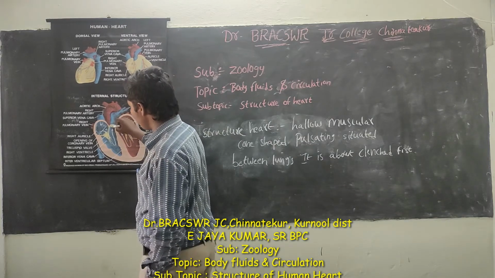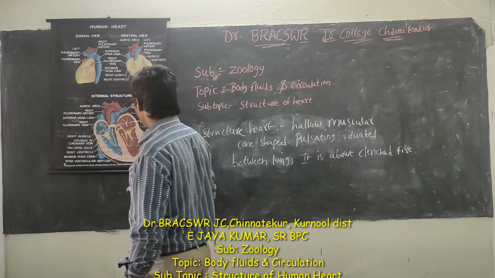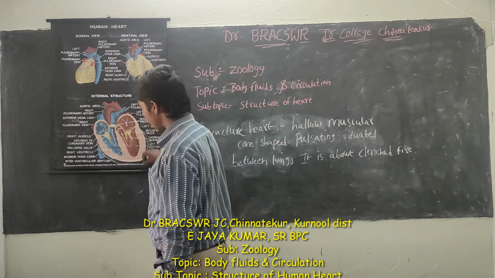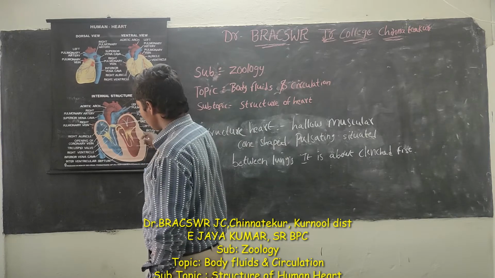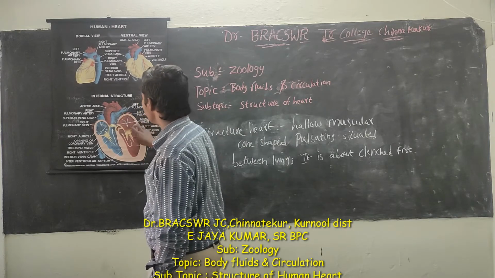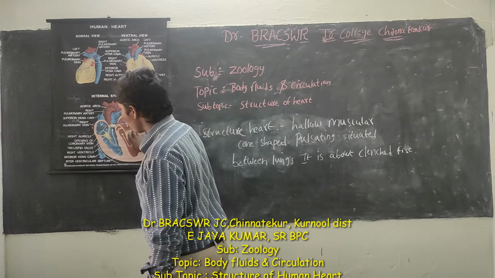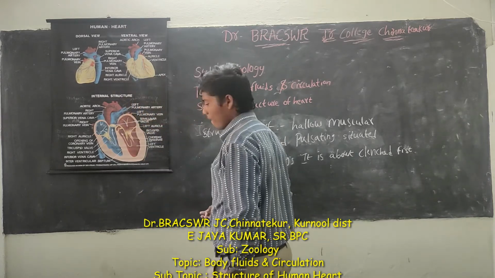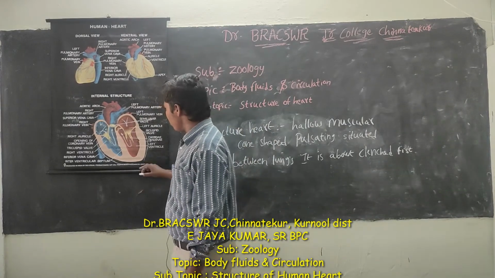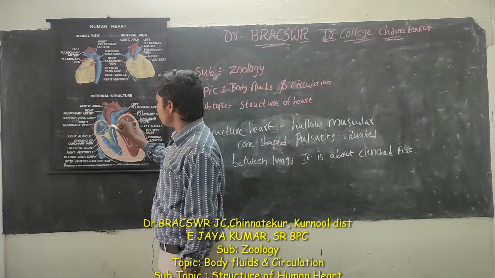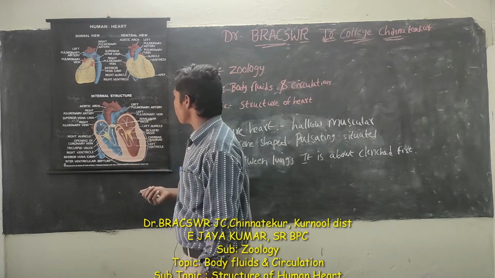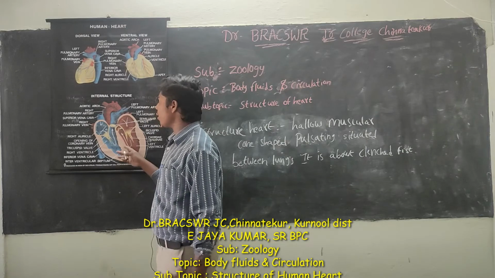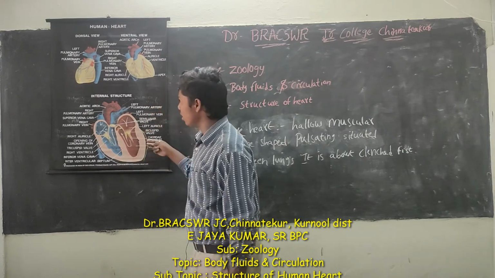Here a small hole is there, the foramen ovale. In adults, it is found in the atrial septum. These are the parts of the heart.